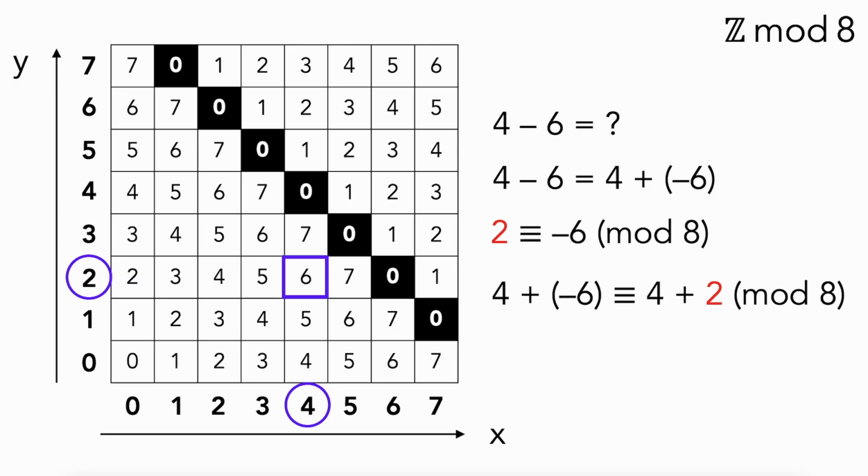Now, I'm sure you could have done that last step in your head, but the point is to make all the computations transparent here. So what does this all mean? It means that 4 minus 6 is congruent to 6. Now, 4 minus 6 is directly equal to negative 2. But we already saw that negative 2 and 6 are congruent. So we indeed got the correct answer here.